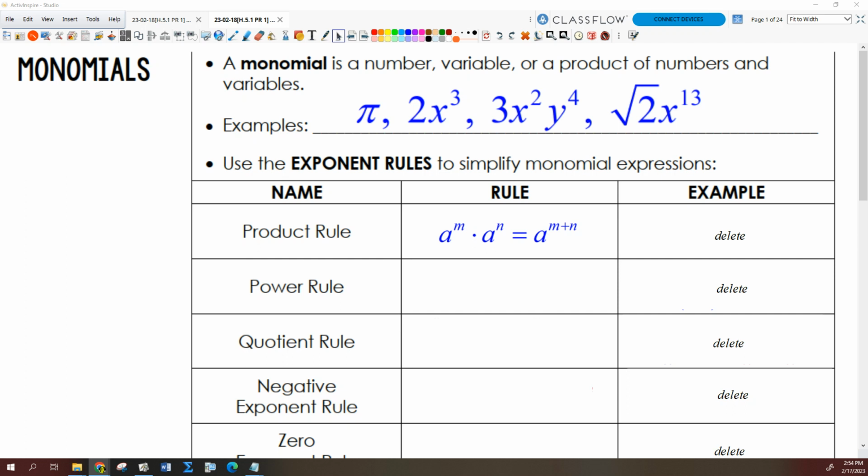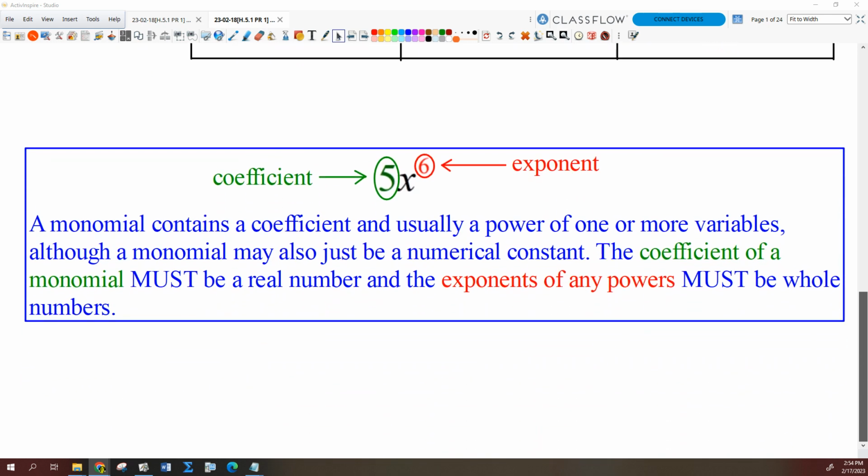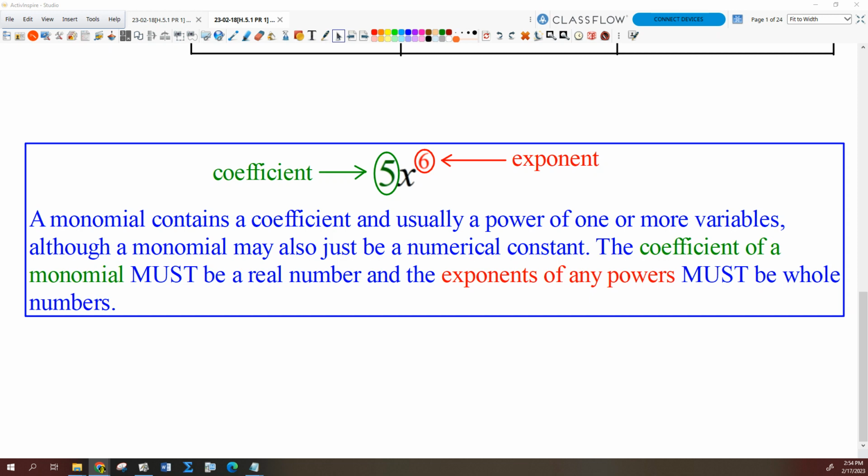A polynomial is a sum of monomials. So we'll just start with a monomial though. If you look at the anatomy of a monomial, this is it. A monomial contains a coefficient. It's got two parts, a coefficient and usually, but not always, a power of one or more variables. Although a monomial may also just be a number, a numerical constant.